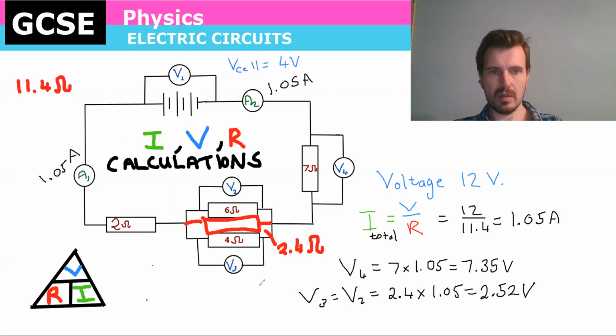Now, if I was to put a voltmeter across the 2 ohm resistor, I could say 12 minus 7.35 minus 2.52, because the voltage is being used up in the circuit. Remember how voltage works from that voltage video? It gets used up in the circuit. So across the 2 ohm resistor, it would be 12 minus 7.35 minus 2.52, which is 2.13. Let's just try that quickly and have a look.